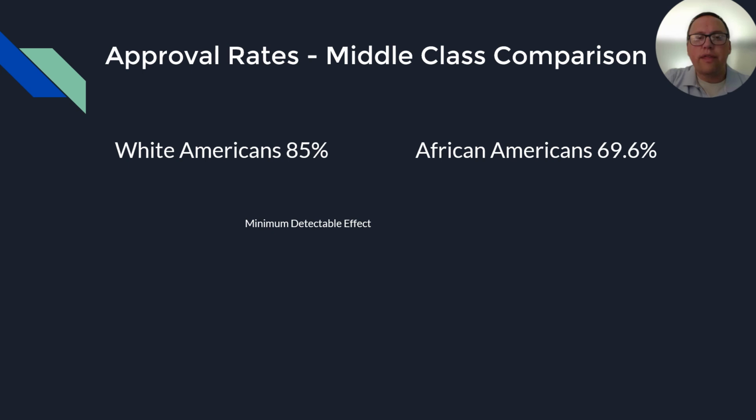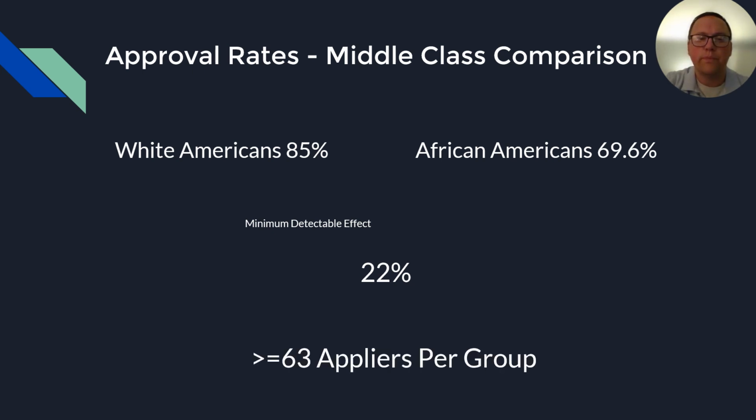Well, if we break down that approval rate by percentage, 85% of those white applicants were approved for their loan, and just shy of 70% of the African Americans in the middle class in this data set were approved, which gives us a minimum detectable effect of 22%, which I got by doing the difference of these 2% divided by the lower amount. And putting that into a sample size calculator, it said I would need at least 63 applicants per group.